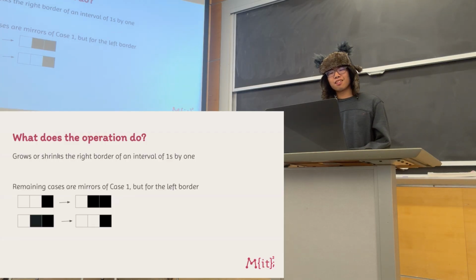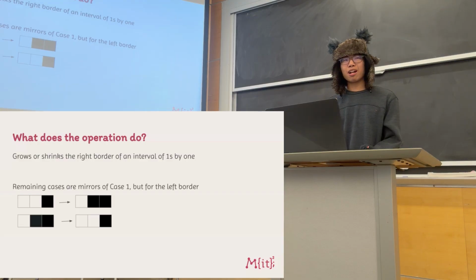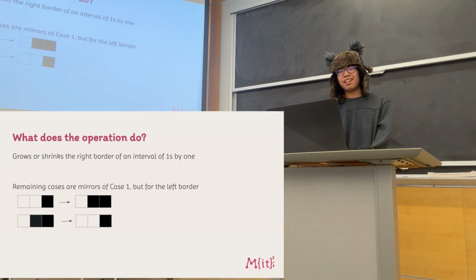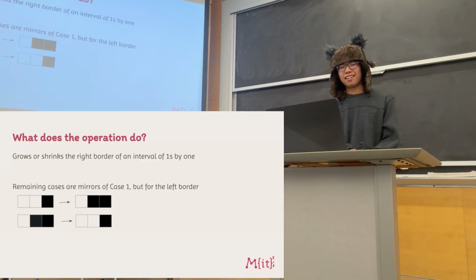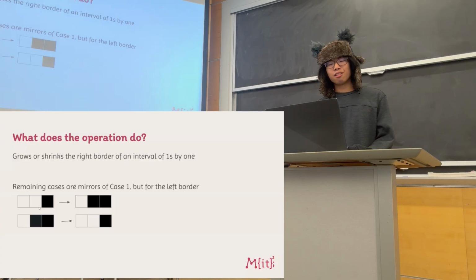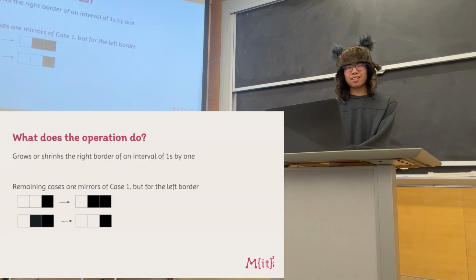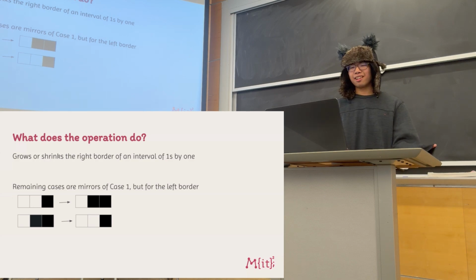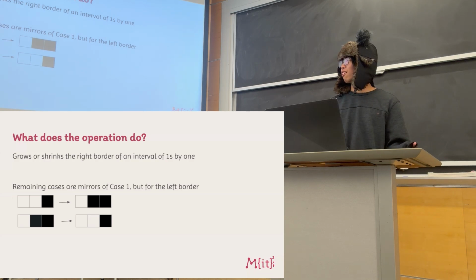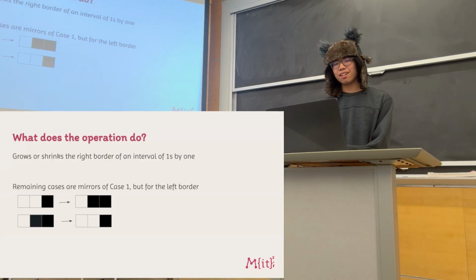So yeah, what does this operation do? It takes the right border of a range of ones and grows or shrinks it. And the remaining 2 cases, where 001 becomes 011 and 011 becomes 001, are the mirrors of the first case, where it's the left border of the range instead of the right border of the range.